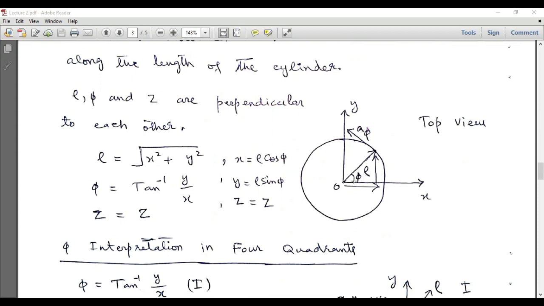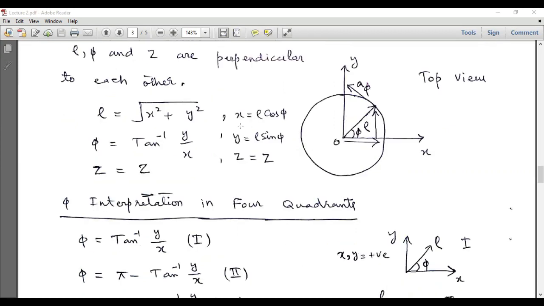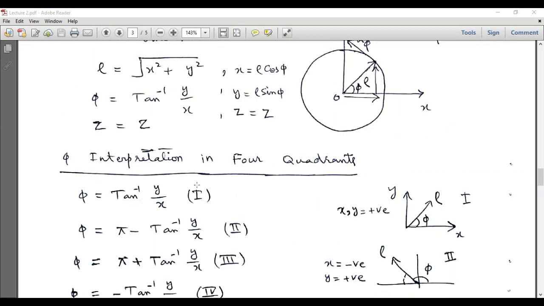We can transform this rho vector into two components. This is the horizontal component, called x. This is the vertical component, called y. So clearly x is equal to rho cos phi, and y is equal to rho sin phi, and z is equal to z. This is how cylindrical components can be transformed to the Cartesian components. Similarly, rho is equal to the square root of x squared plus y squared, phi is equal to tangent inverse y over x, and z is equal to z. This is how the two coordinate systems can be transformed into one another.